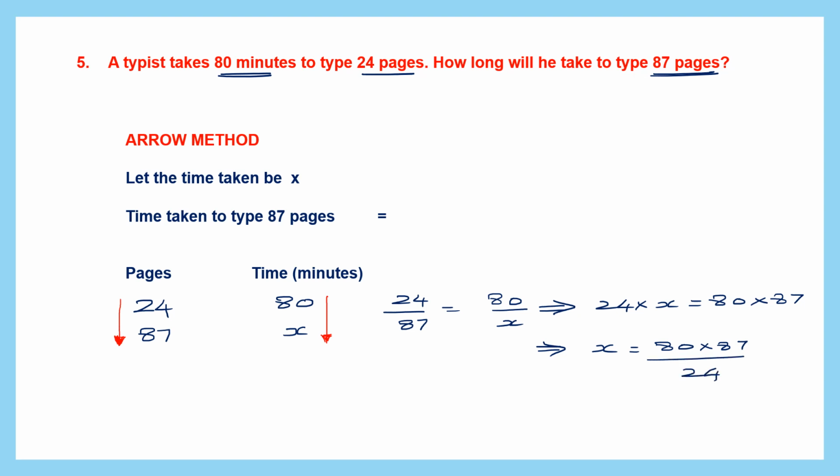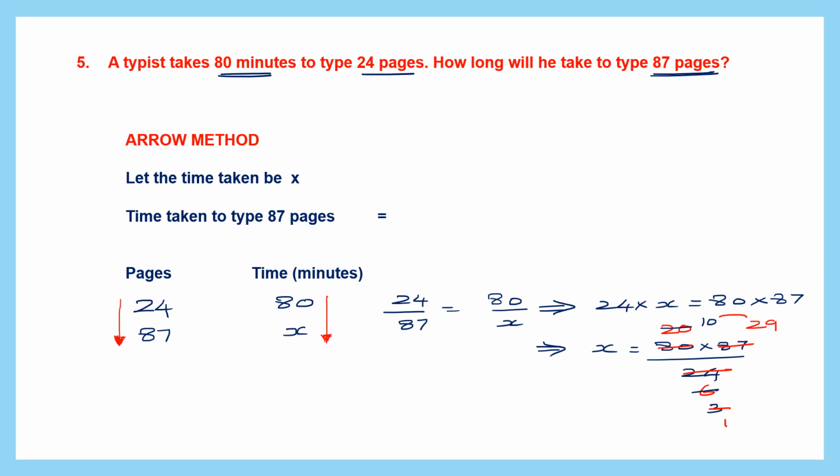Now let's cancel. We can cancel 80 and 24 by 4. 4 sixes are 24. 4 into 20 is 80. I can cancel 6 and 87 by 3 or 6 and 20 by 2. So let's try by 2. 2 threes are 6, 2 tens are 20. Now I can cancel 3 and 87 just like we did in the previous one. 3 ones are 3 and 3 into 29 is 87.